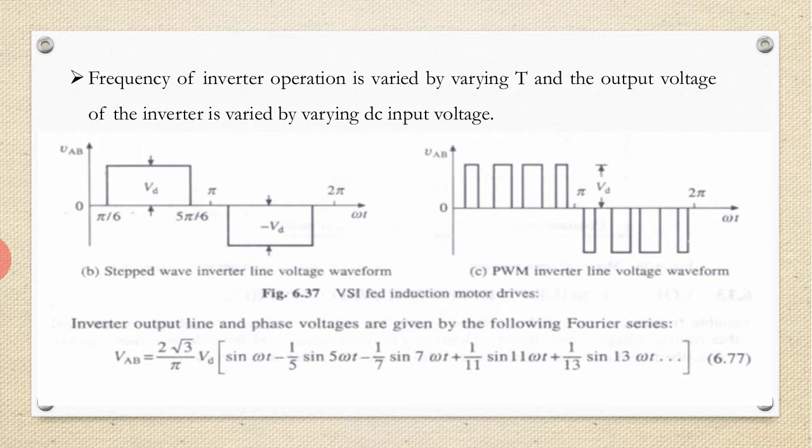The frequency of inverter operation is varied by varying T. By varying the time period, we obtain the frequency variation, and the output voltage of the inverter is varied by varying the DC input voltage. This is a very important point, please note it. V by F means voltage and frequency both we need to vary, and this is the way we vary them. The stepped wave inverter line voltage waveform and PWM inverter line voltage waveform are shown here.